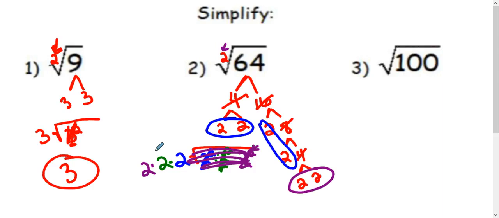Then I just need 2 times 2 times 2. 2 times 2 is 4, and 4 times 2 is 8. So the square root of 64 is 8.